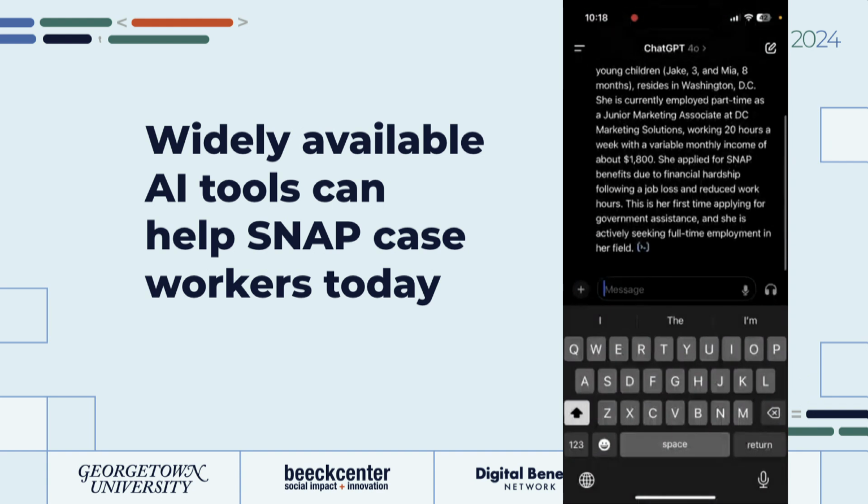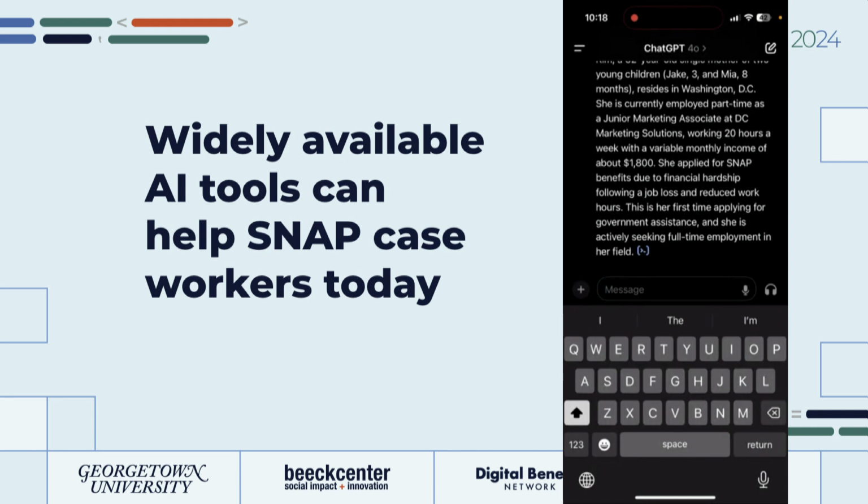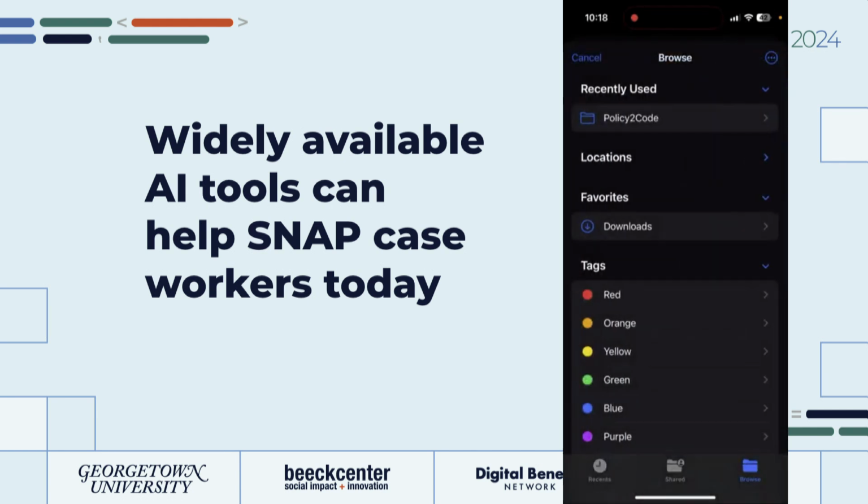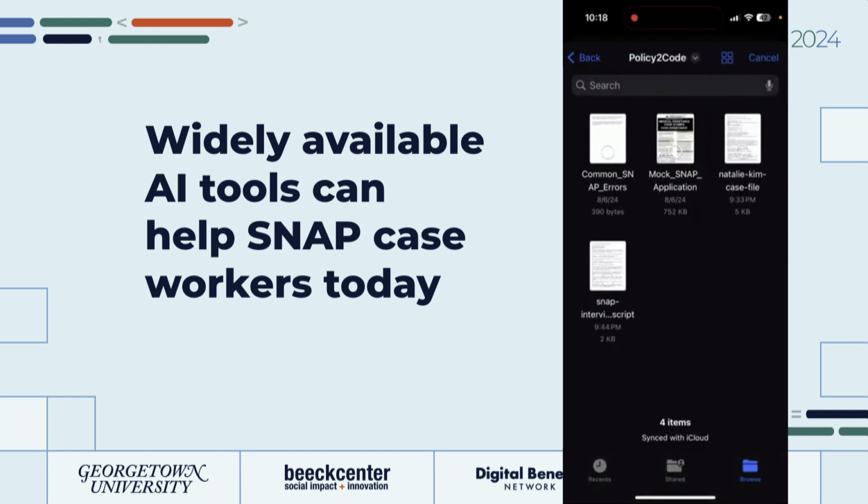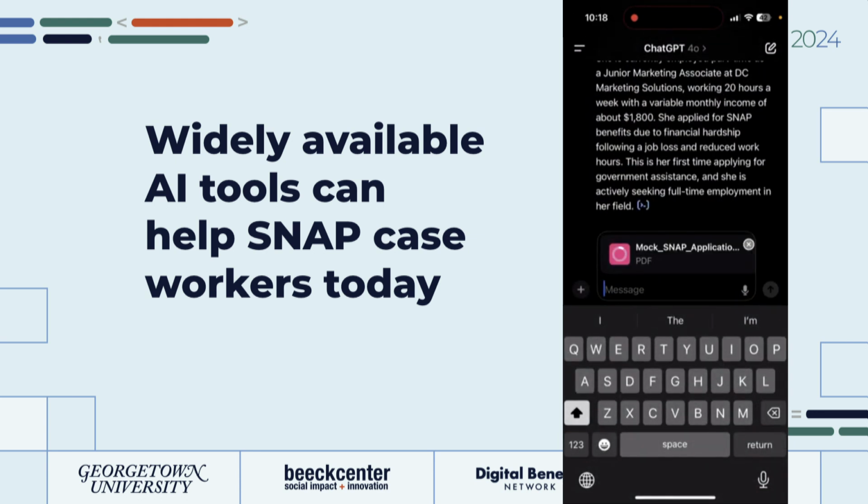So it just gives a really quick overview that they can then go into the interview with to ask relevant questions to the customer. Our next experiment was uploading common SNAP errors that we found in that QC data, as well as a mock SNAP application that we intentionally had errors in to see if it could compare those and identify those errors in that document.